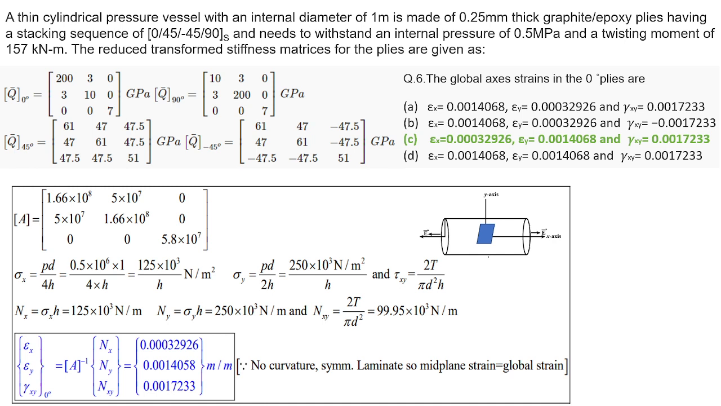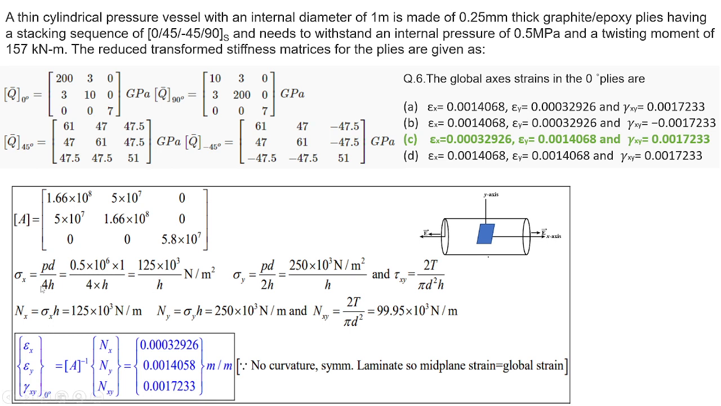Now again here, to find the global axis strain, the first thing will be to find the A matrix. As it is symmetric, there won't be a B matrix, and there is no curvature and moment curvature here. That's why there won't be any. We will not consider the D matrix.